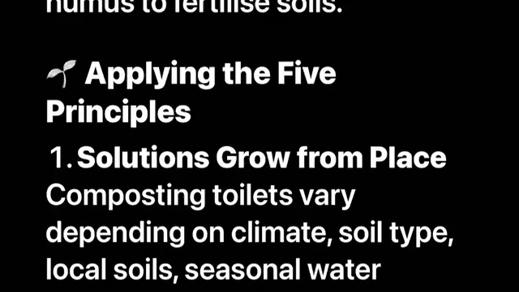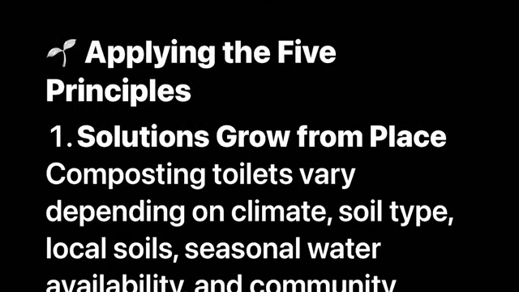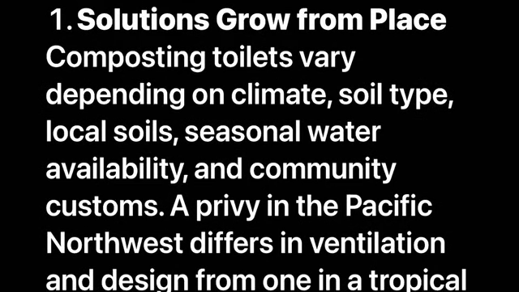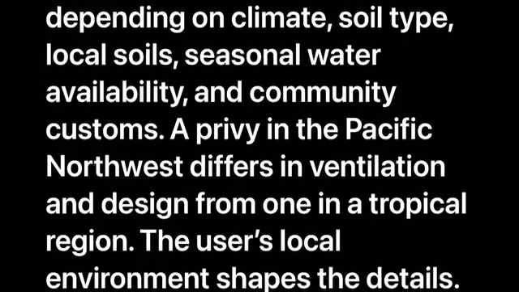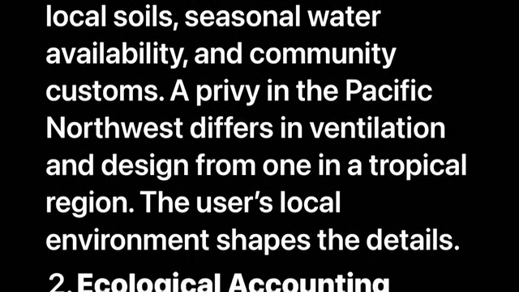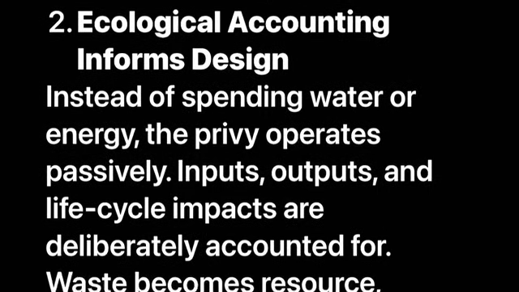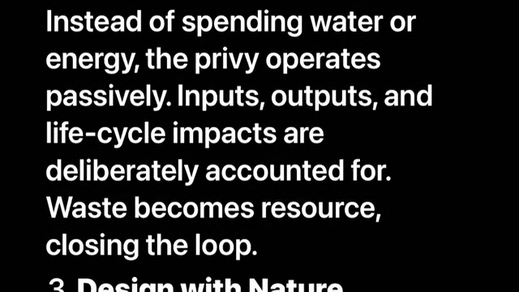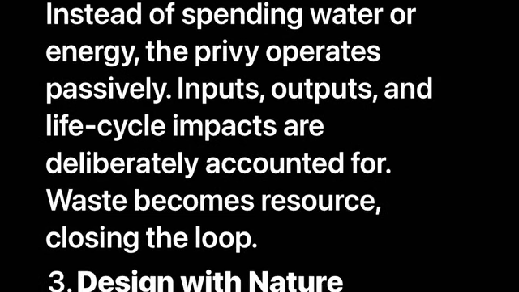Applying the 5 principles. 1. Solutions grow from place. Composting toilets vary depending on climate, soil type, seasonal water availability, and community customs. A privy in the Pacific Northwest differs in ventilation and design from one in a tropical region. The user's local environment shapes the details. 2. Ecological accounting informs design. Instead of spending water or energy, the privy operates passively. Inputs, outputs, and life cycle impacts are deliberately accounted for. Waste becomes resource, closing the loop.